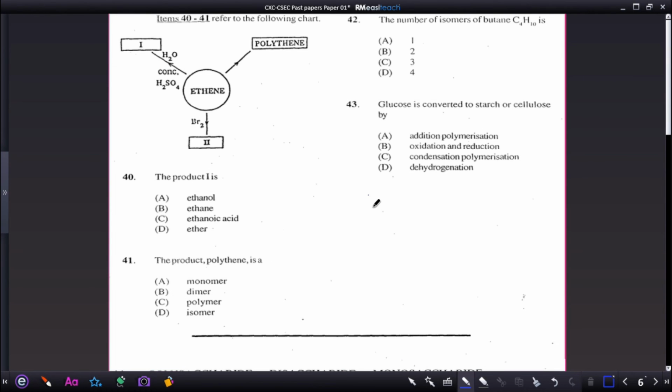Okay. 40. Items 40 to 41 refer to the following chart. Here we have ethene forming the product I, which is the hydration of alkene to produce alcohol. So when alkenes are hydrated, they produce alcohols, which is A. 41, the product polythene is a polymer, hence the name poly.